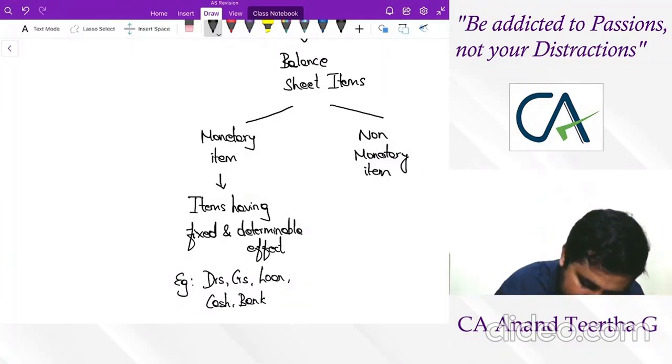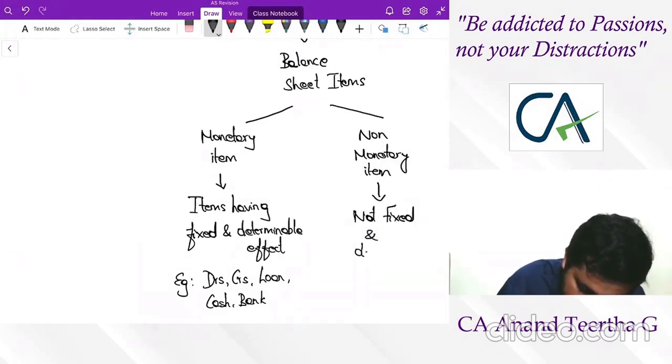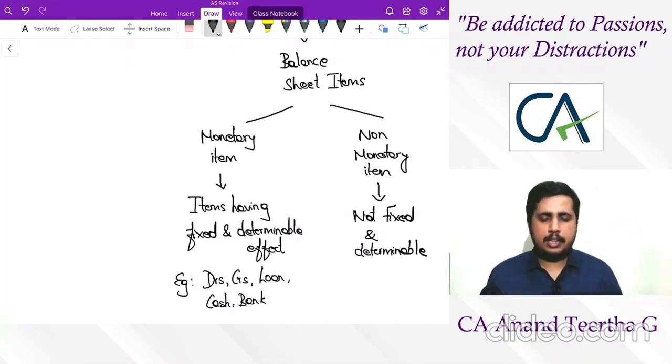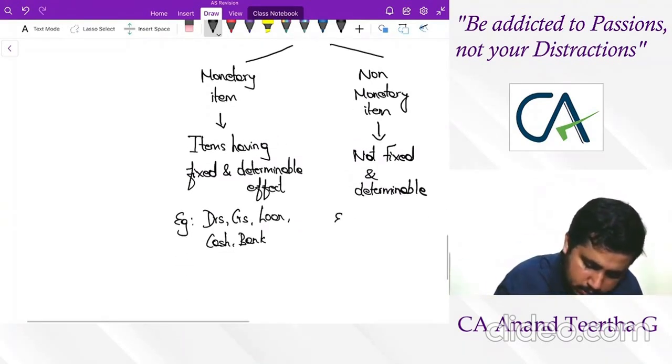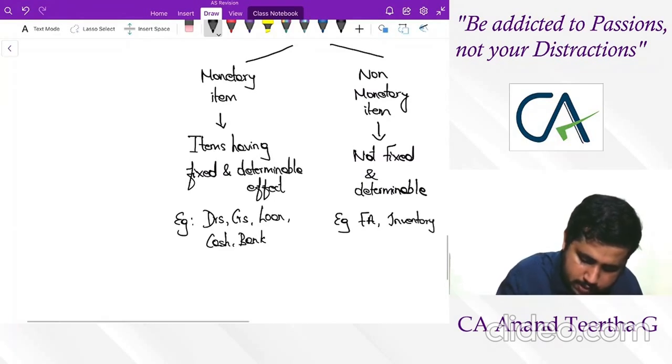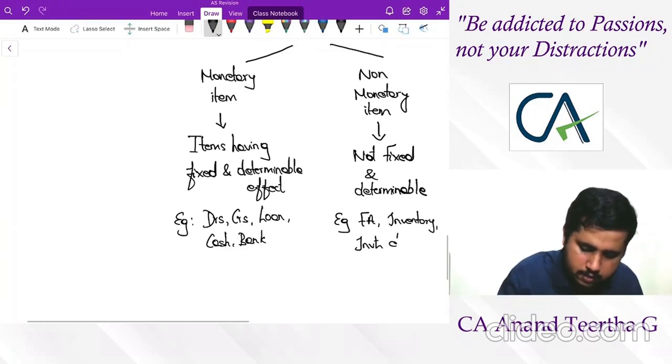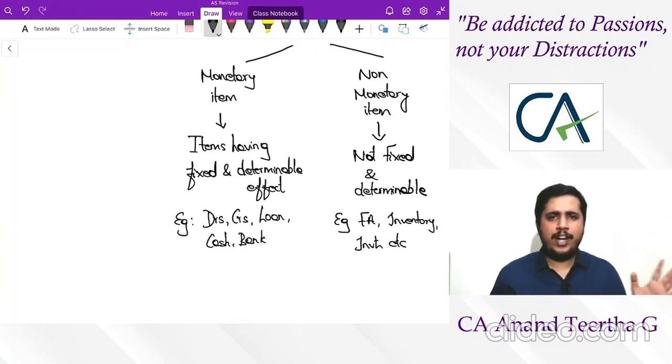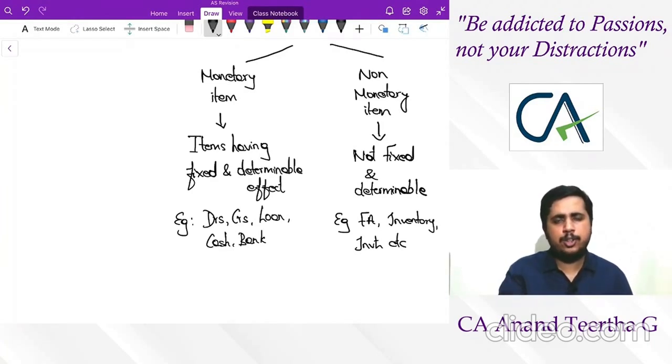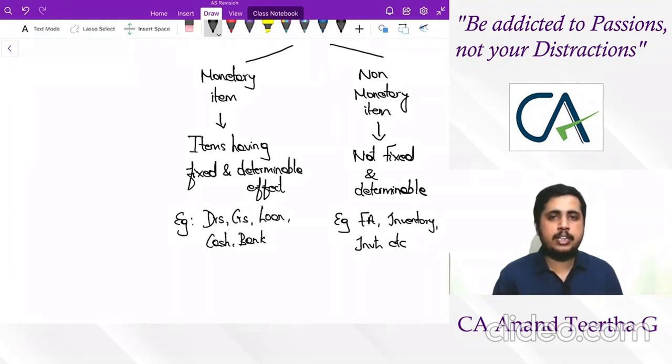Okay. Now, what do you mean by non-monetary, other than monetary items? Not fixed and determinable, as simple as that. For example, all the other ones: fixed assets, inventory, investments, etc. Because fixed assets, if you wait for 1 year, automatically the underlying value will reduce. You call that depreciation. Inventory is always fluctuating according to market effect. Investment is always fluctuating according to market effect. So all these things will be considered non-monetary.